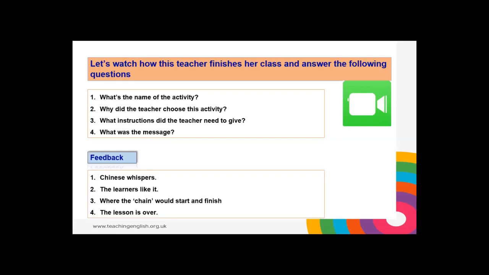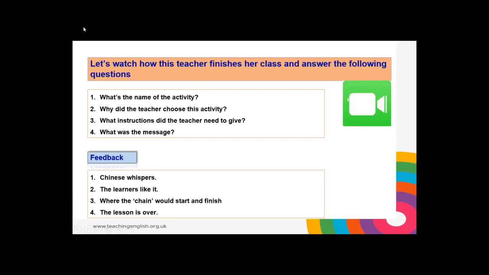What instructions did the teacher need to give? The teacher gives them instructions. Do you remember what they are? When she began to tell them, here we can start and here is to finish. The chain starts from here and we are going to finish with Peter, right? Okay, so what was the message? The lesson is over. Excellent.